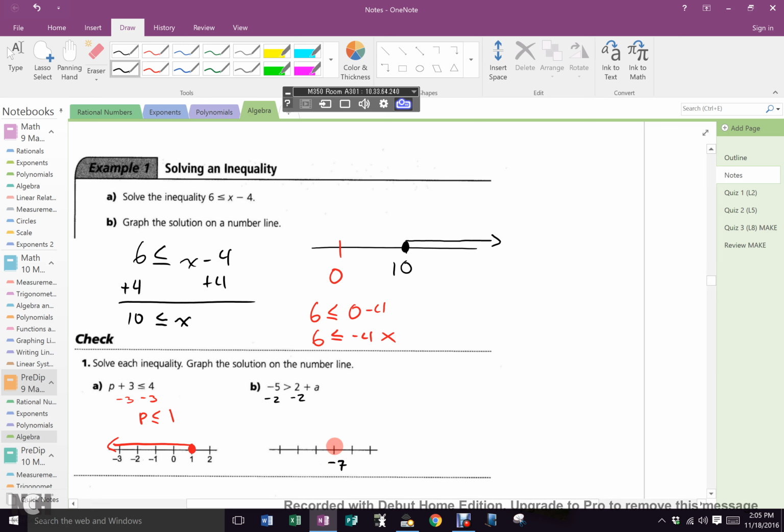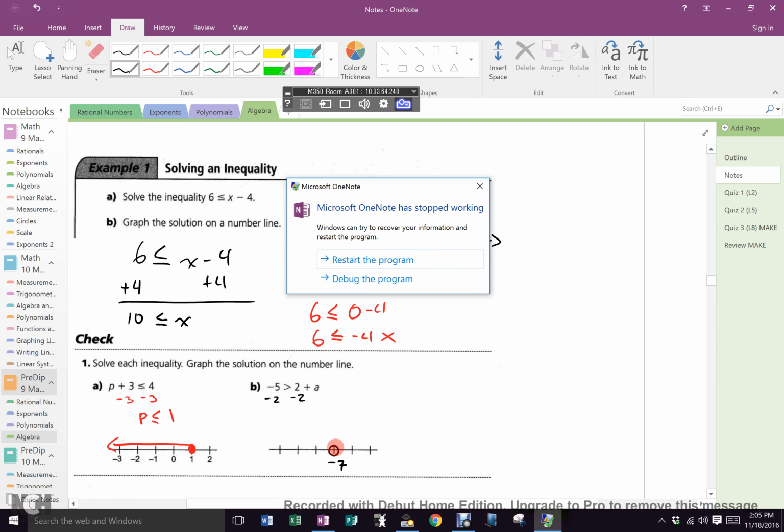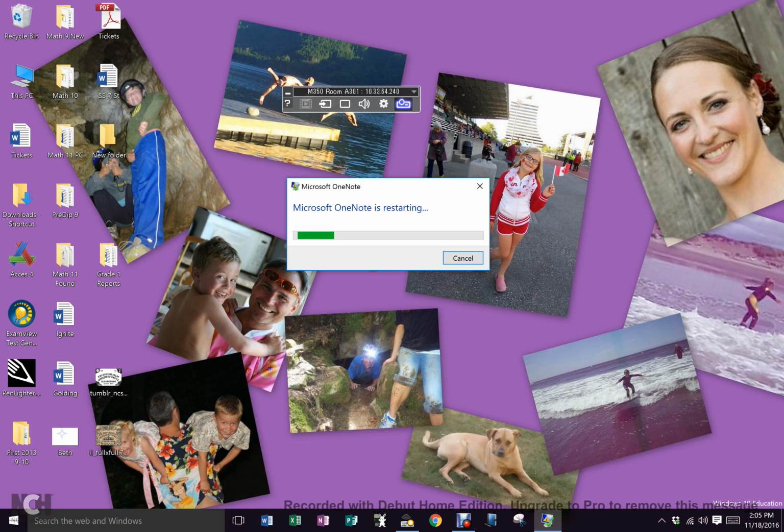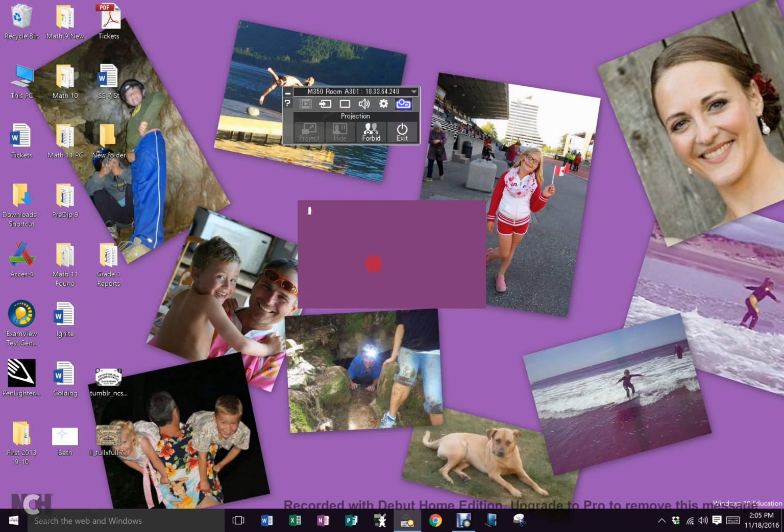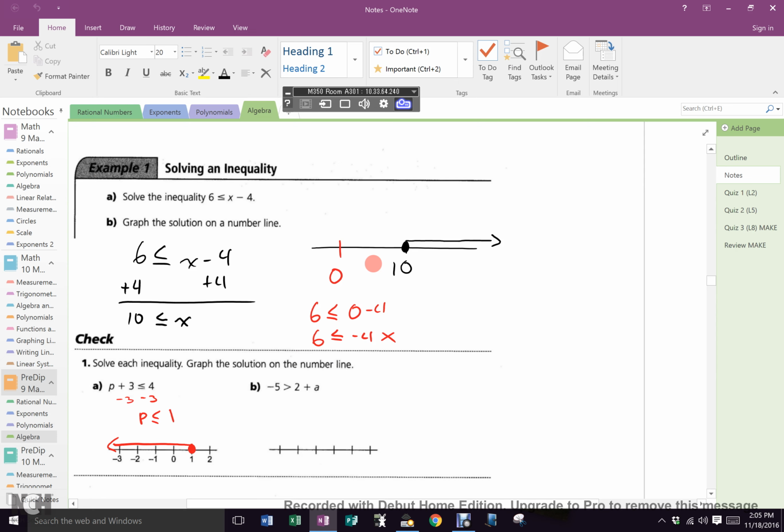-7. What kind of dot? It's a hollow one. And then you go. Why? Because -7 is greater than a, so a is any number less than -7. It goes to the left.